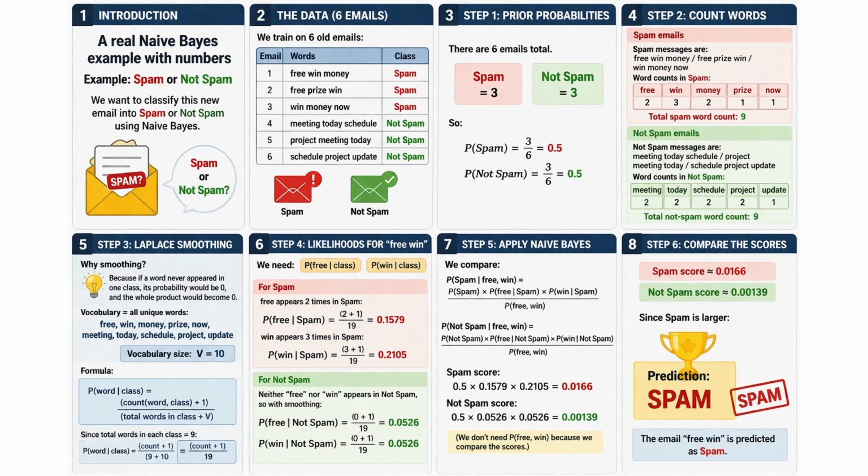Today, I'm going to show you how a simple algorithm called Naive Bayes can classify emails as spam or not spam. Imagine you receive a new email and you want to decide whether it's spam. Instead of guessing, we'll use probability to make a decision.